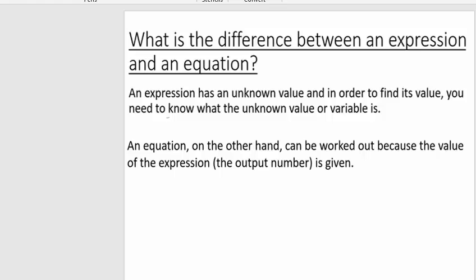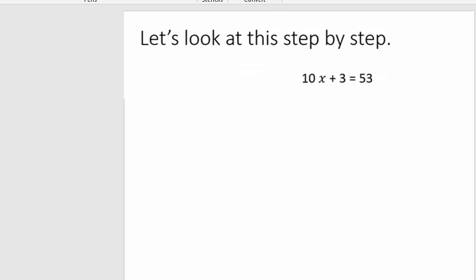And then for an equation, on the other hand, it can be worked out because the value of the expression is given. So basically, evaluate the expression. An equation comes from an expression. The difference is that you are given a certain expression in an equation. So just know the difference between the two. Now we are going to use equations, right? Let's look at this step by step.